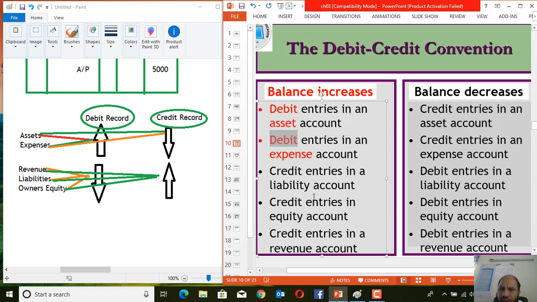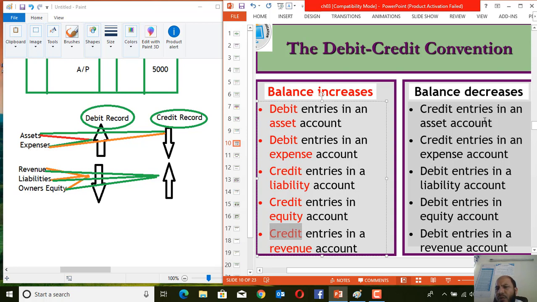But when the liability account increases, it is a credit. When the owner equity account increases, then it is a credit entry. And when the revenue account increases, dear students, it is again a credit entry. So these are the rules for crediting and debiting accounts while they are increasing.